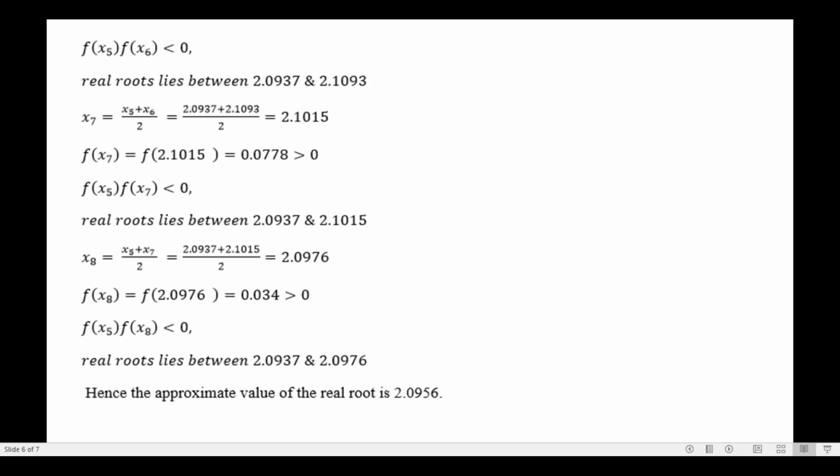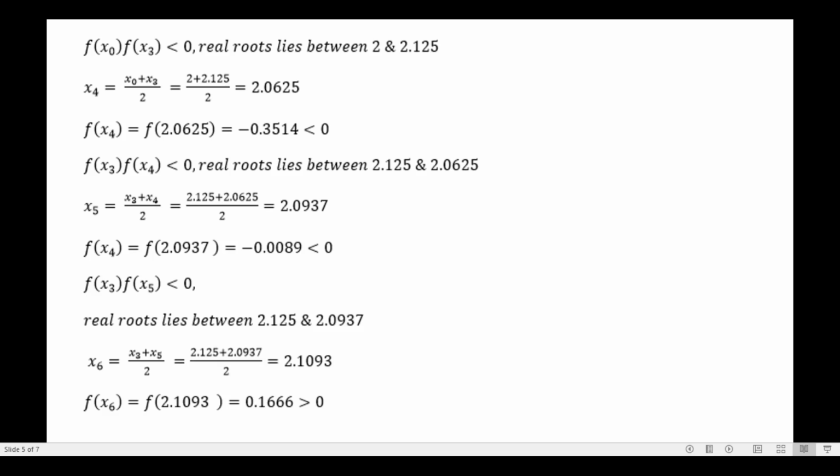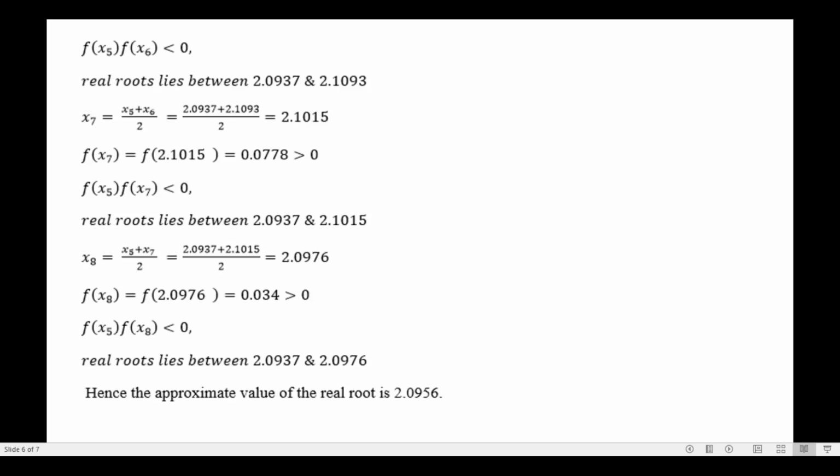If you want again a better, suitable approximation, again we measure the average of these two numbers, which is 2.1015. F of 2.1015 is nothing but 0.077, which is greater than 0. So here we got the functional value positive. That's why in the previous calculations we take the negative quantity. For f of 2.0937 we got a negative quantity. Hence we can say the root lies between 2.0937 and 2.1015.